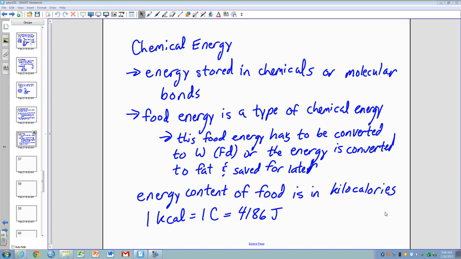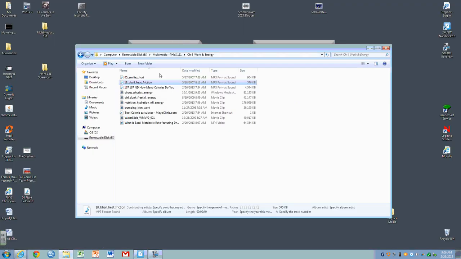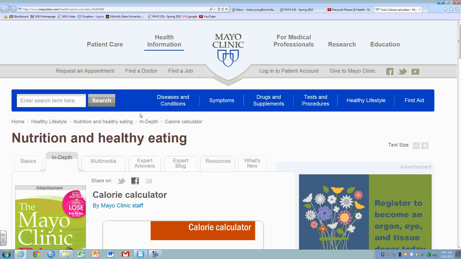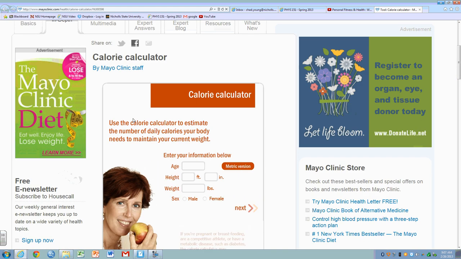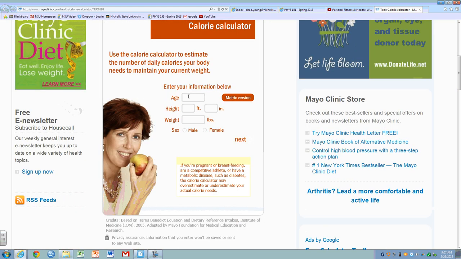Let's work an example, and then I have a clip. Actually, let me show you this first. This is from the Mayo Clinic. There are a lot of these on the internet, just trying to figure out how many calories you use in a day for a given person, because different people don't use the same amount of calories every day. And so this is a calorie counter. It's from the Mayo Clinic, and it just asks you to put in particular information.